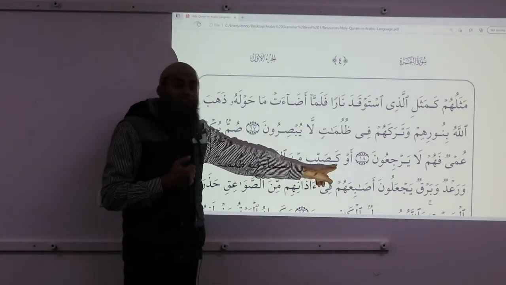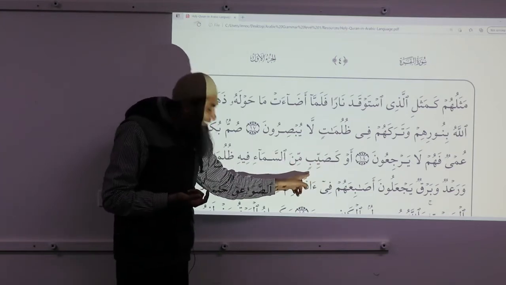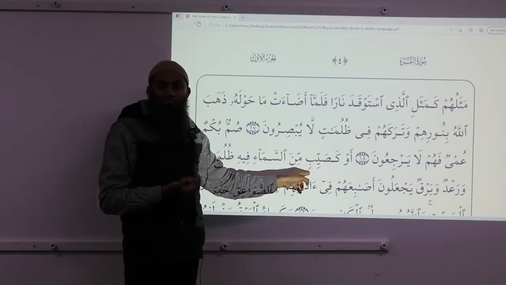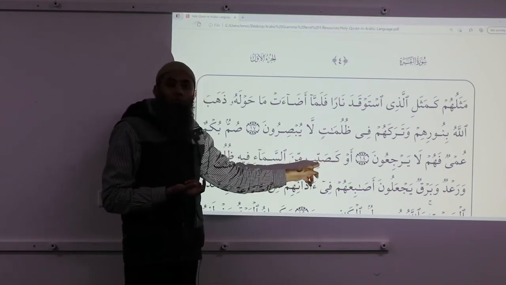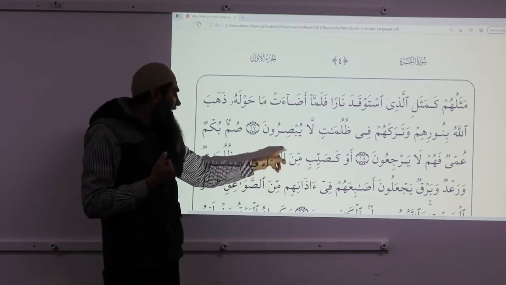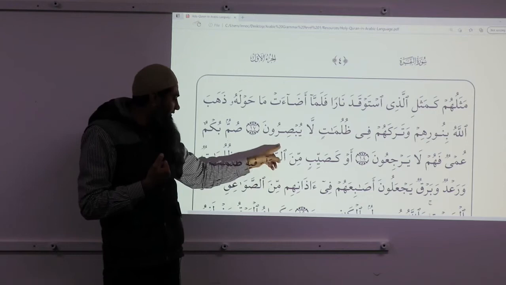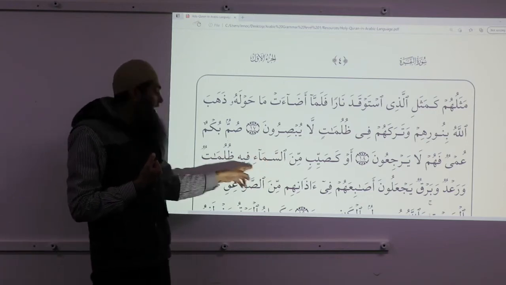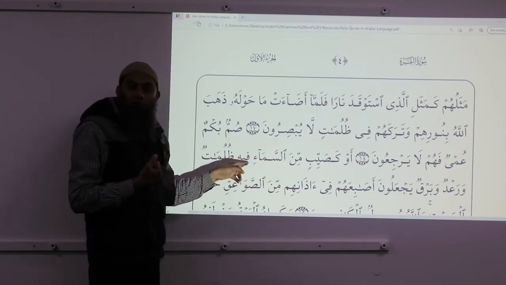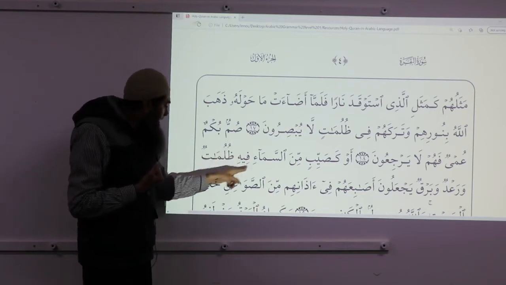Sayyibin. What is ka? Preposition. Because of ka, sayyibin is in jar status. So ka and sayyib together form a prepositional phrase. Min as-samai. Min is a preposition, because of min, as-samai is in jar status. Okay. Fihi. Fi is a preposition and he is the attached pronoun. It's a prepositional phrase.